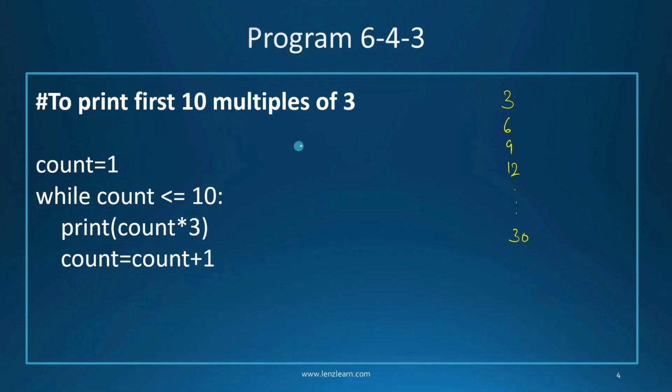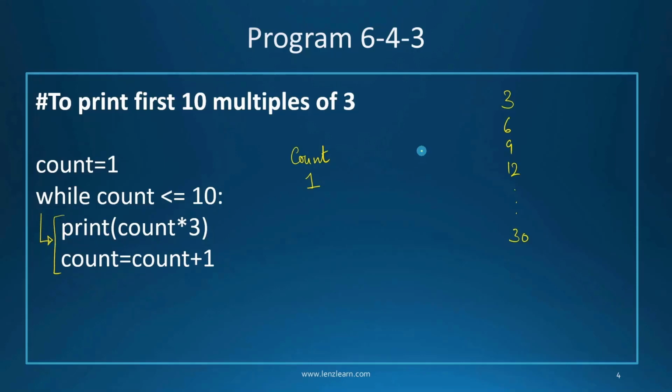Now we have a variable called count. So I will just write it here. The initial value of count is 1. Now the while loop will work until the value of count is less than or equal to 10. And these two statements are part of the while loop. You can understand that by the indentation given.